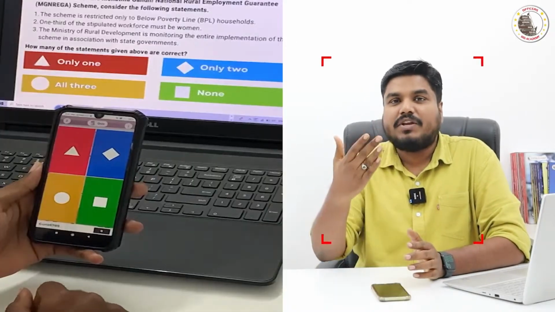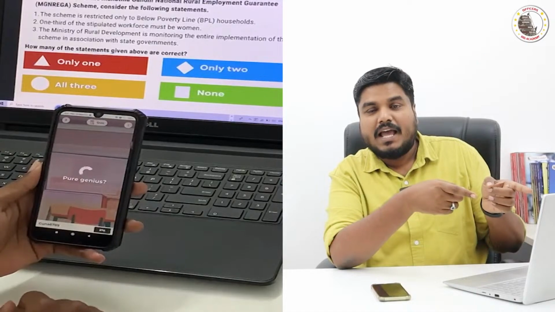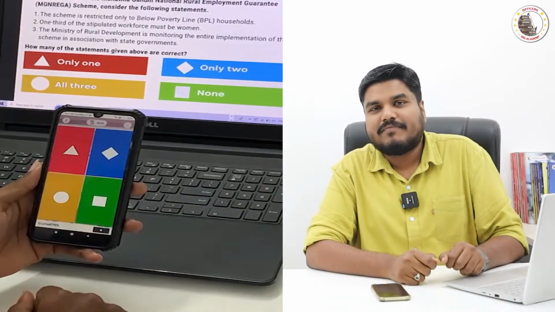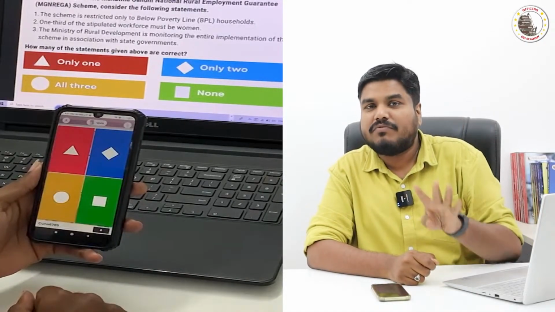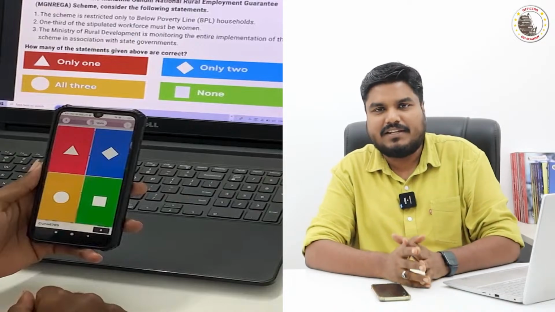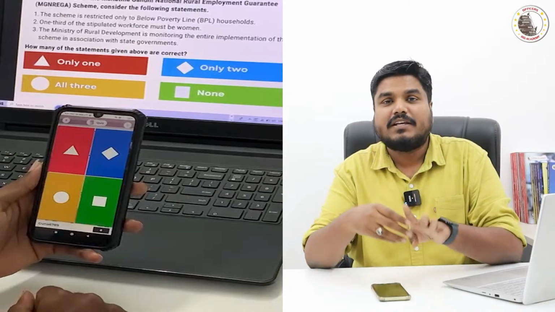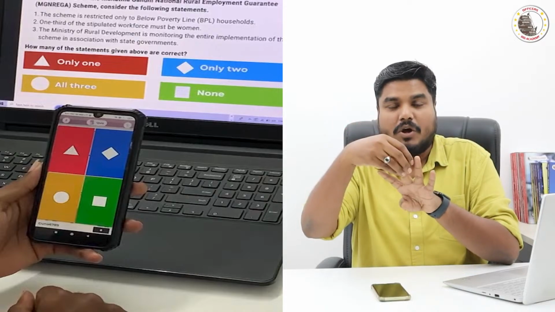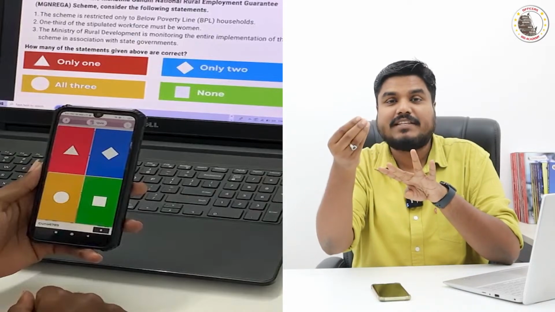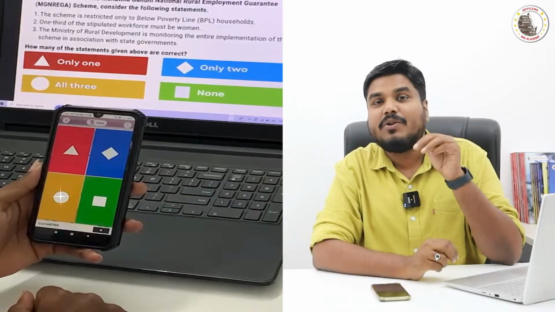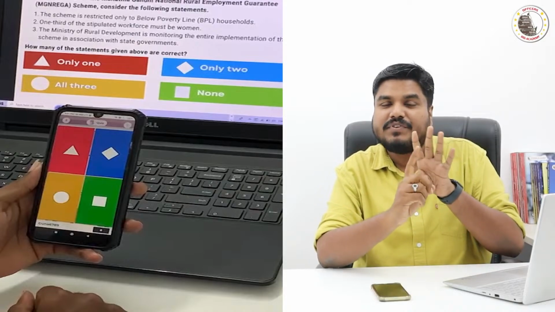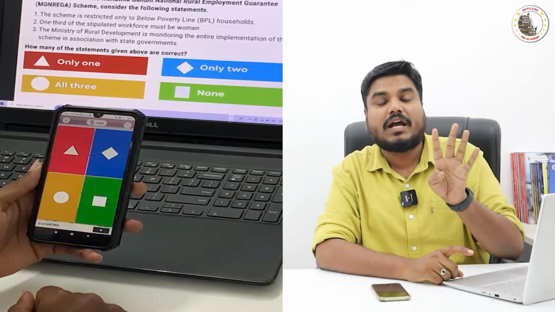So in the live video, I will be showing you the question. The question will be followed by 4 options as usual, A, B, C, D. The 4 options will have a color code, right? Option A, red color, option B, blue color, option C, green color, option D, yellow color. So the 4 options will have 4 different color codes.